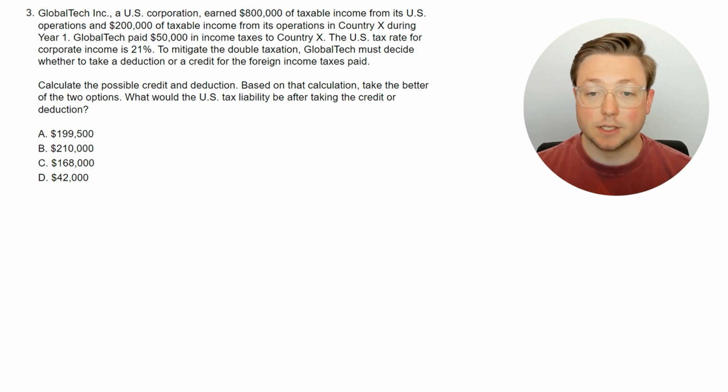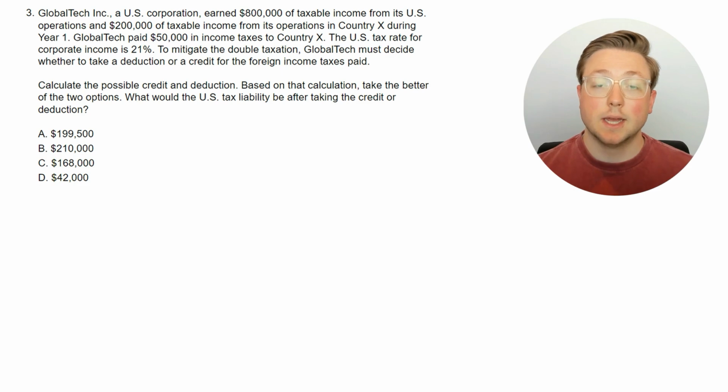To mitigate the double taxation, Global Tech must decide whether to take a deduction or a credit for the foreign income taxes paid. Calculate the possible credit and deduction. Based on that calculation, take the better of the two options. What would the U.S. tax liability be after taking the credit or deduction?